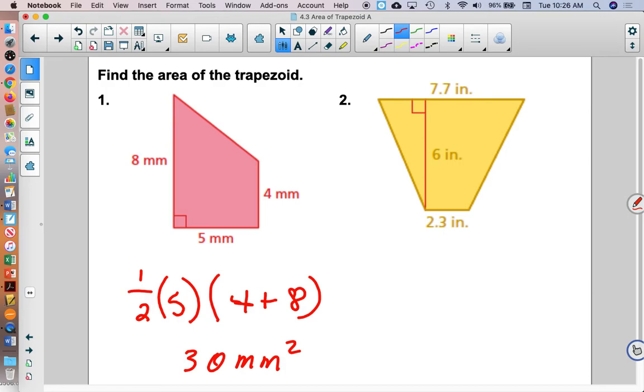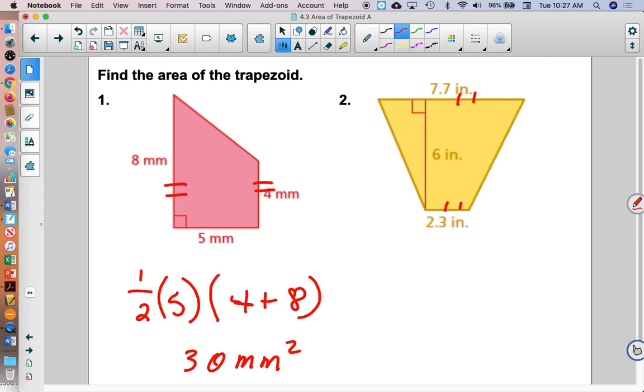Your bases, something else to notice, the bases are always parallel to each other. Parallel. They never ever meet. They're best friends that never meet. So this one's parallel to this one. Do you agree? That's how you know they're the bases. This is parallel to this. Those are the bases. Does that help?